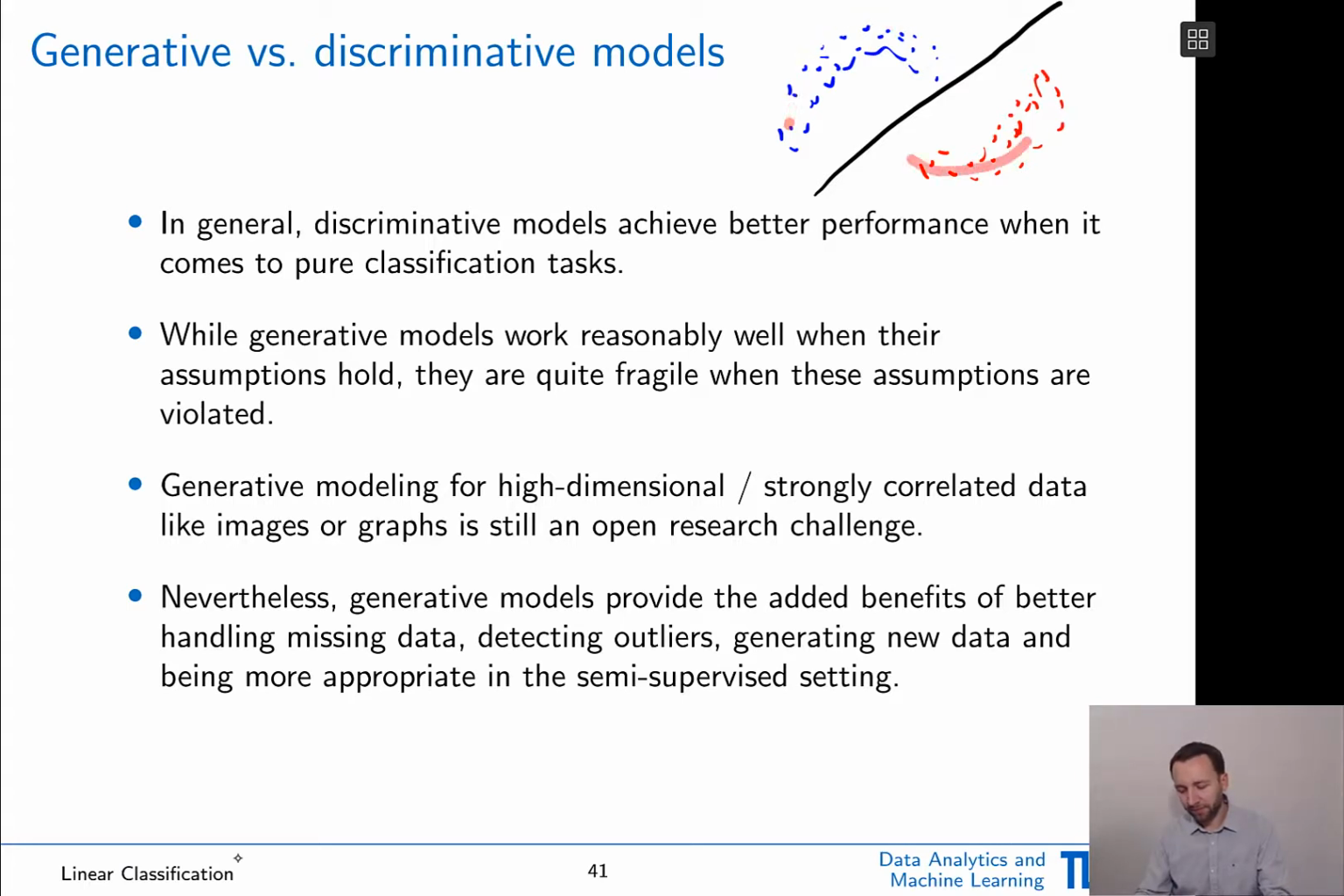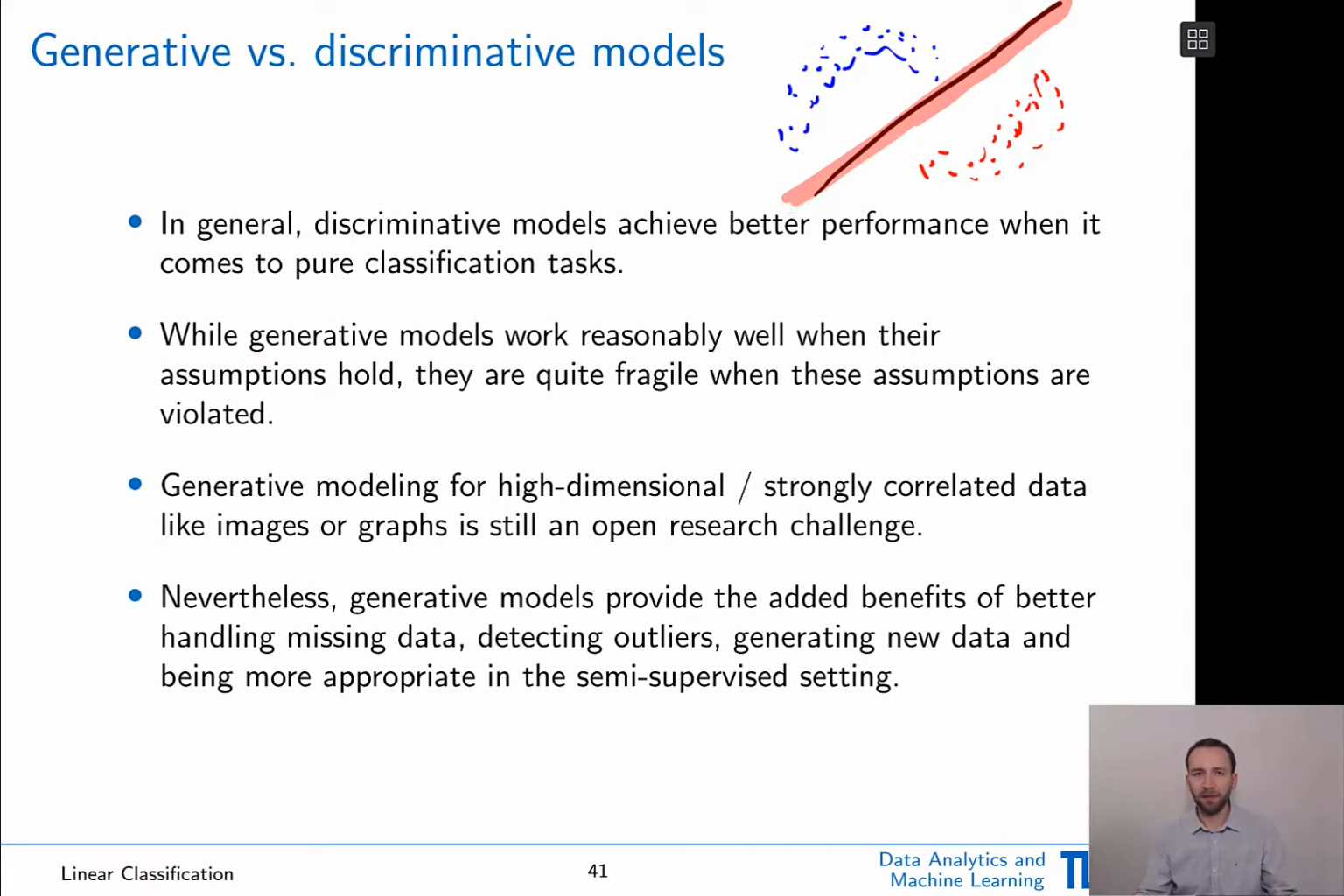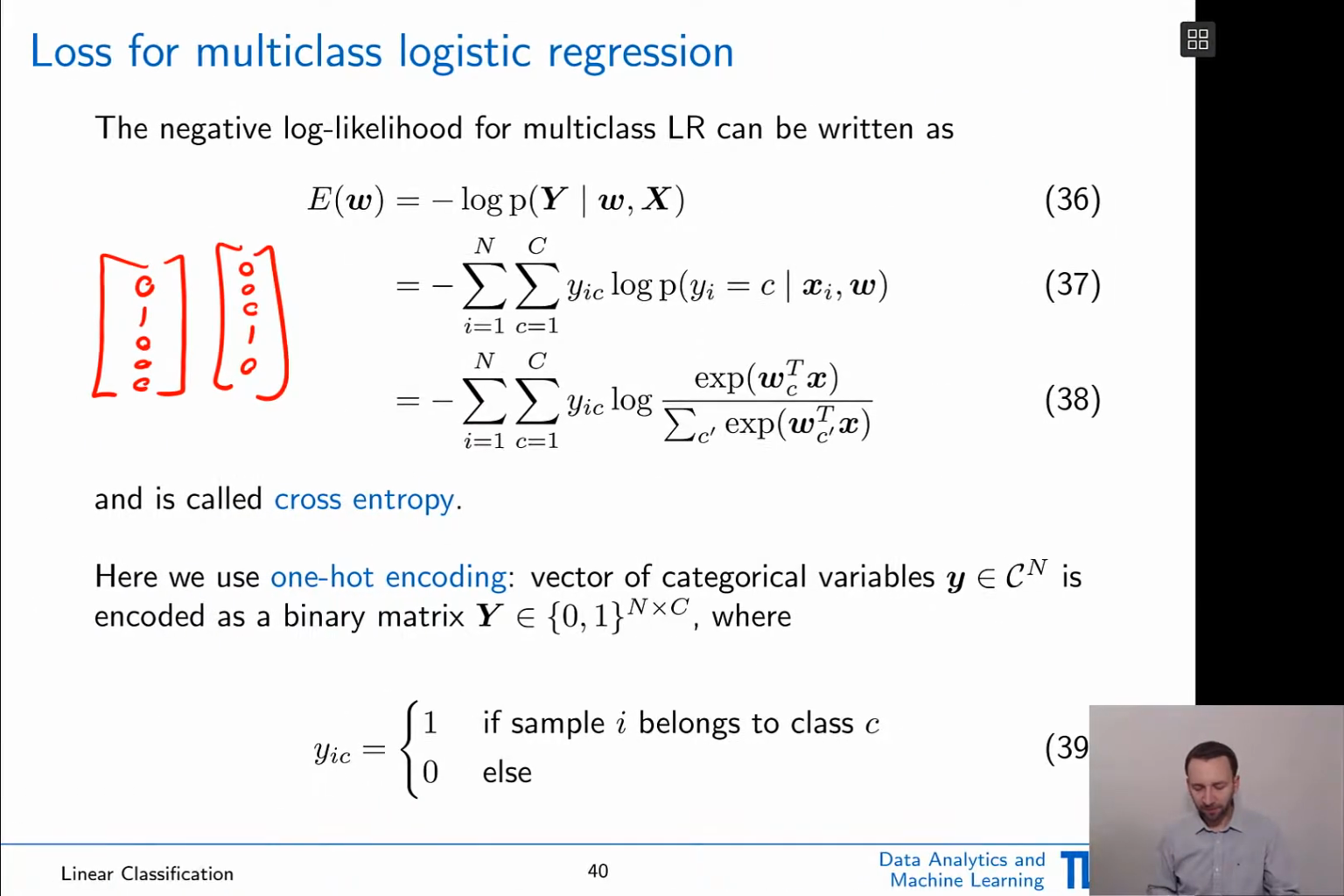If this, for example, was your data, this is not really coming from a Gaussian. So assuming an LDA model is not good. And this is also the reason why these discriminative models often achieve better performance when we just care about the pure classification task, right? Because here the assumption of a Gaussian doesn't apply. Still, we are able to find a good hyperplane which separates these two, right? And this is indeed what we are doing by minimizing this function.